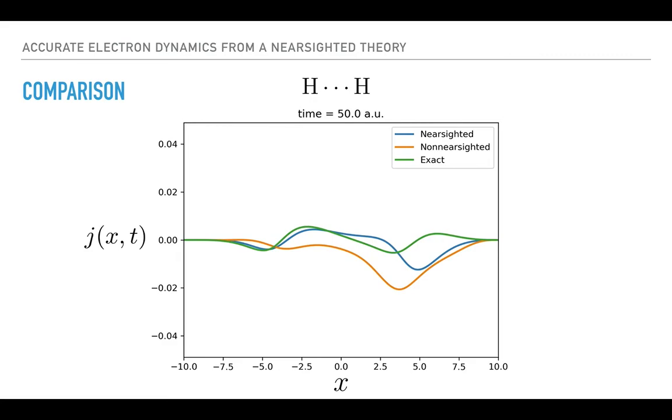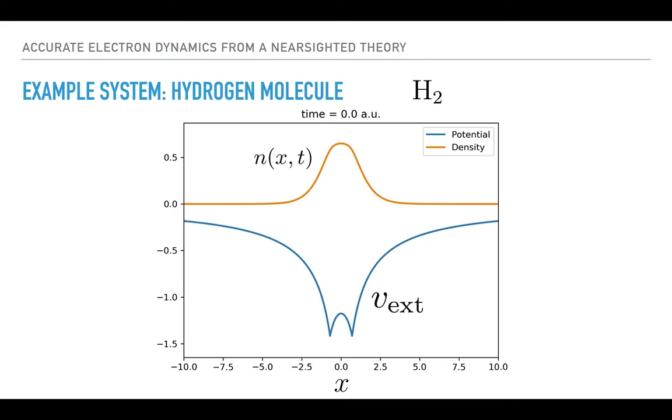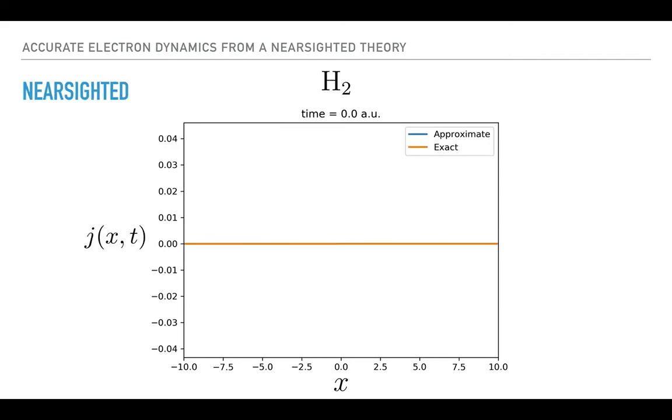Do we see the same level of accuracy from our nearsighted approach when we model the hydrogen molecule at its natural bonding length? As before, we model this system exactly by solving the many-body time-dependent Schrödinger equation. Here we compare the nearsighted method to the exact case and see that the local density approximation remains a reliable approximation to this nearsighted potential.